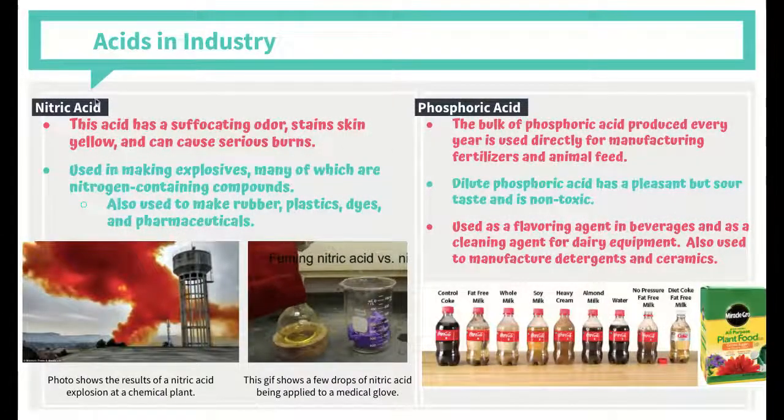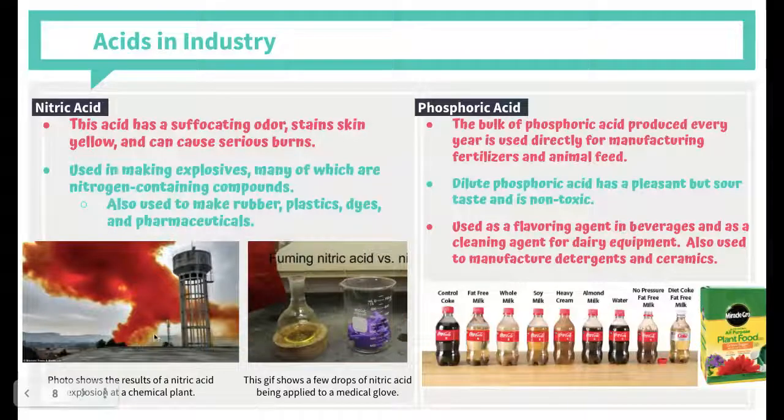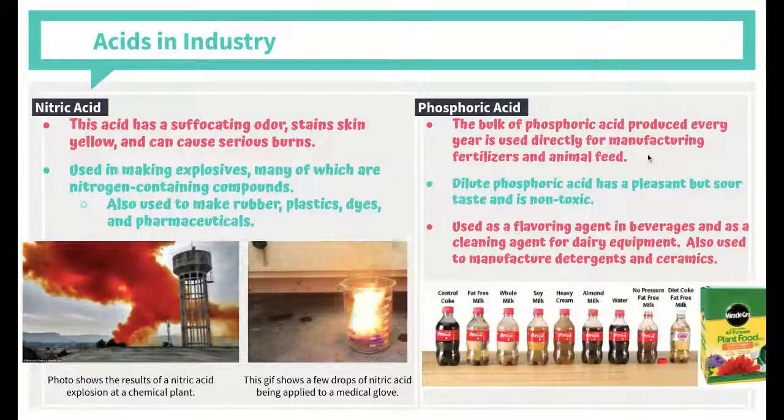Some more uses, nitric acid. This is usually used in making explosives and things like that. You can see it's kind of this bright orange color, so it would stain your skin if you got that on you for some reason.